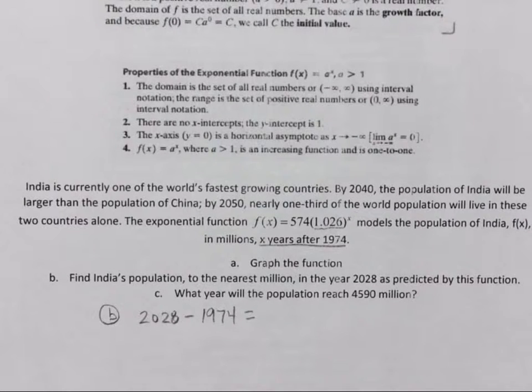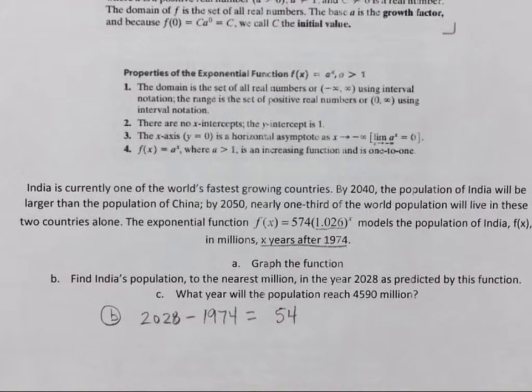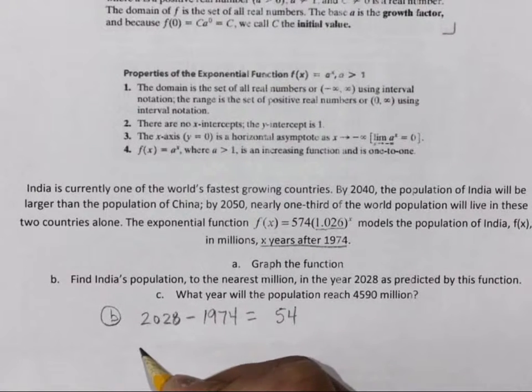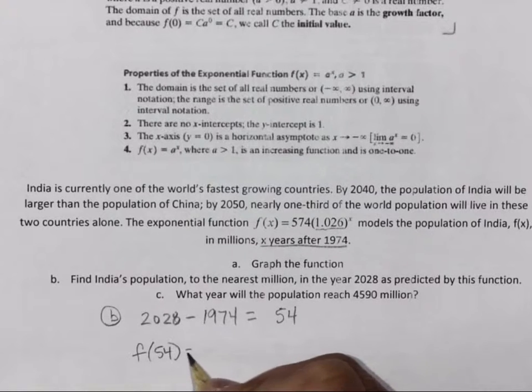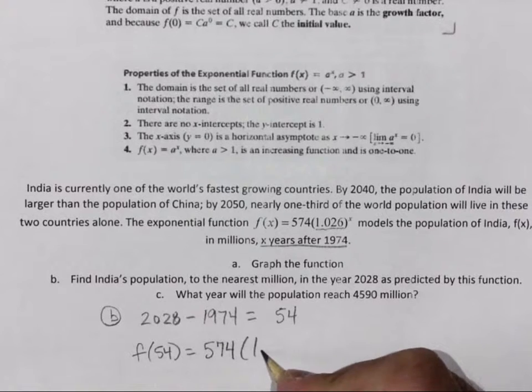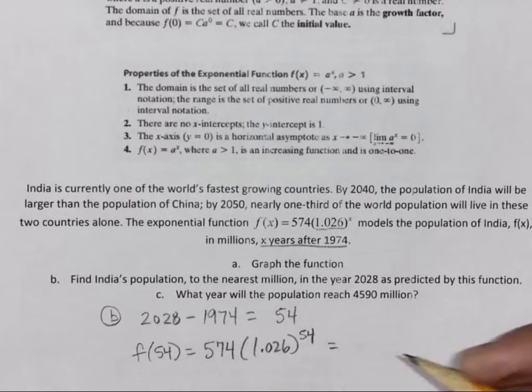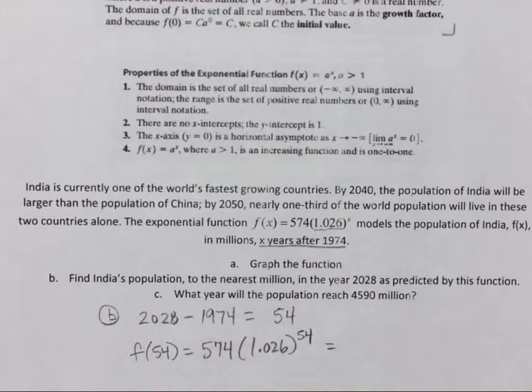So 2028 minus 1974 is 54 years. So that's the value that we're going to plug in for x into the function. So we're essentially going to find f of 54. So 574 times 1.026 to the 54th power. And then we can work that out on our calculator.